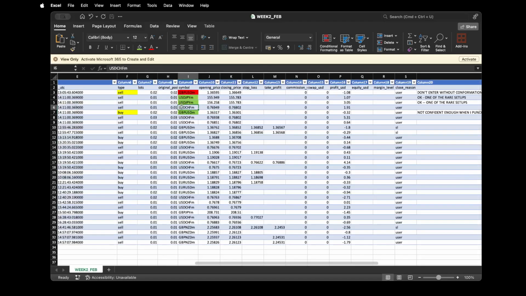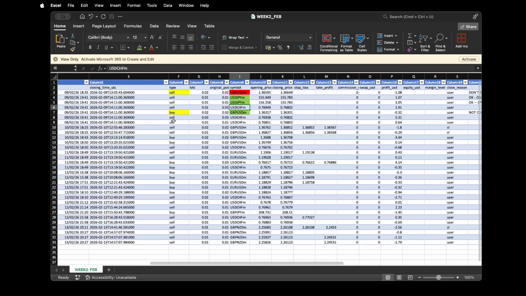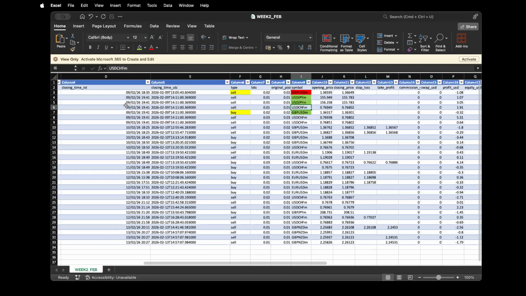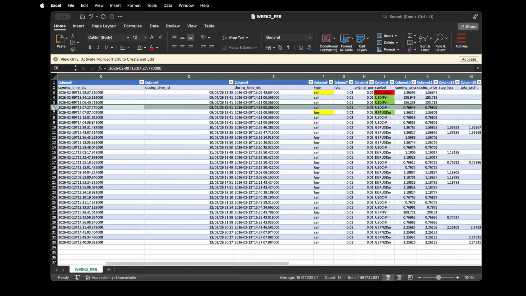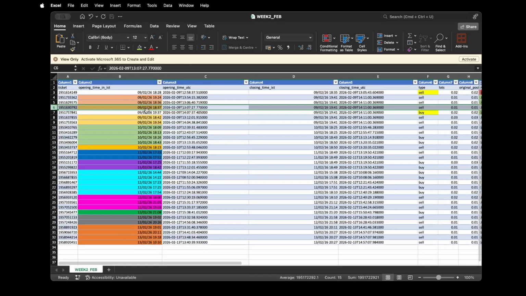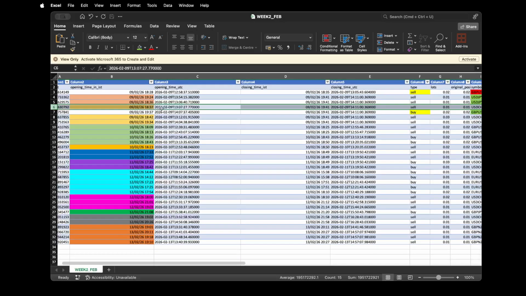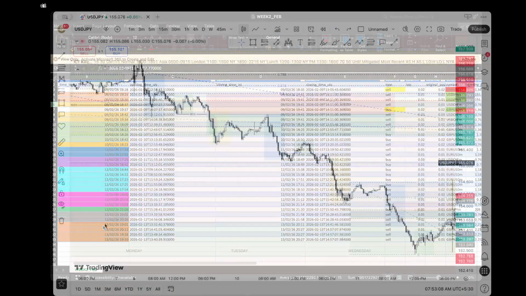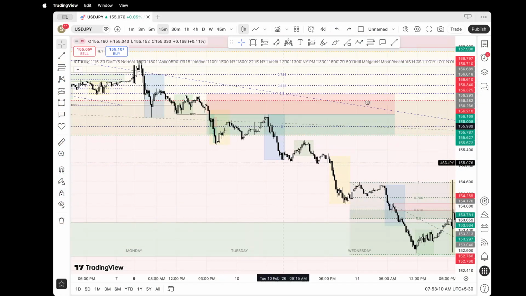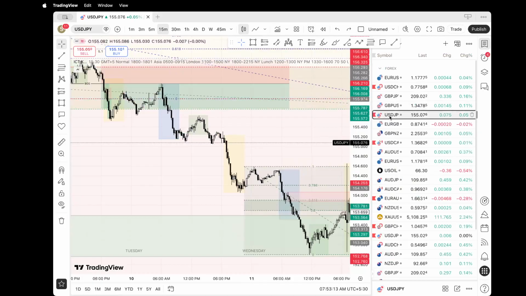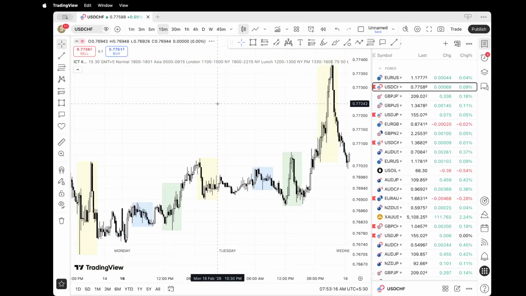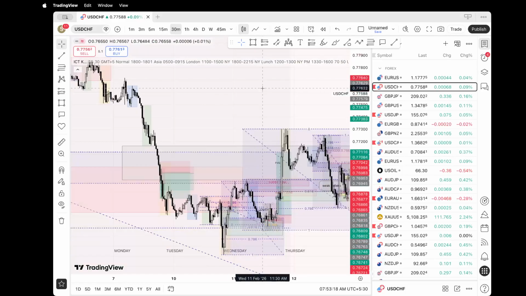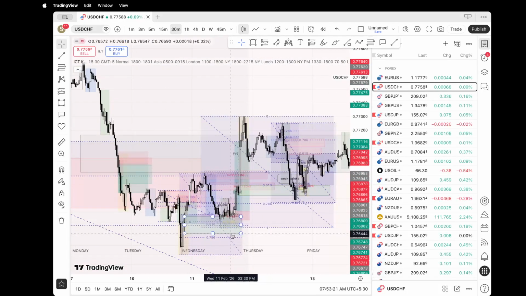Now USD CHF. USD CHF was a sell again on 9th Feb at 6:37. 9th Feb 6:37, USD CHF sell. Let's switch back to TradingView. USD CHF, 9th of February.